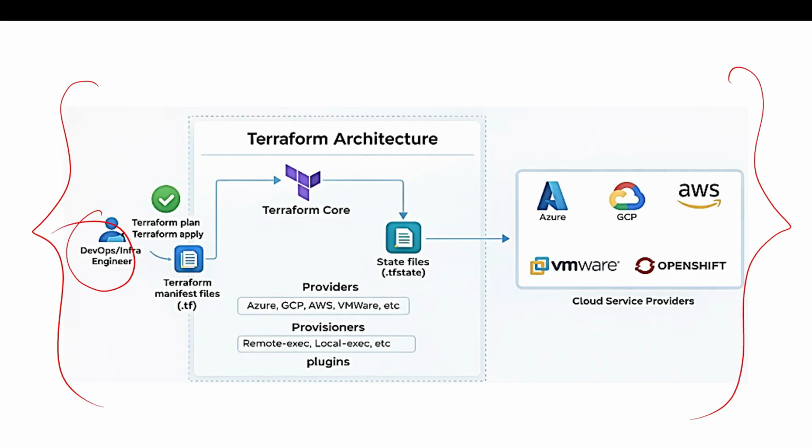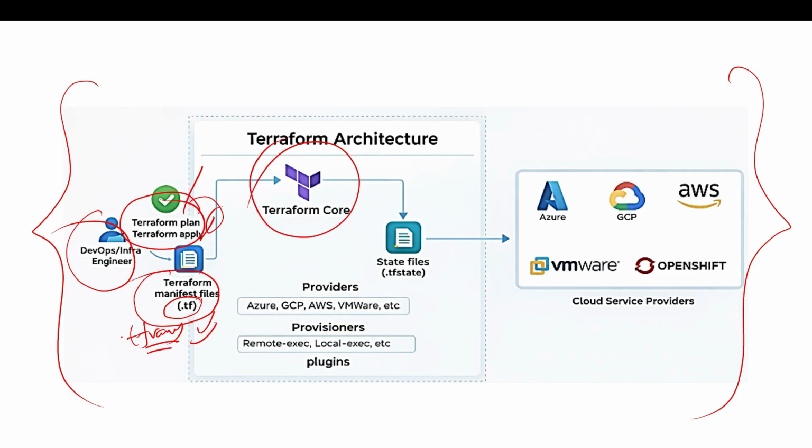Here you have a DevOps engineer. The engineer is writing the different Terraform files. The Terraform files have the extension .tf. If we are using variables, then we have tfvars files as well, right? Then we run the different Terraform commands like terraform plan and terraform apply. When we run the command after writing the configuration files, your Terraform core engine takes the request and executes it. Then it connects with the different cloud service providers, and the state of your infrastructure is stored in the Terraform state file, which has the extension .tfstate.